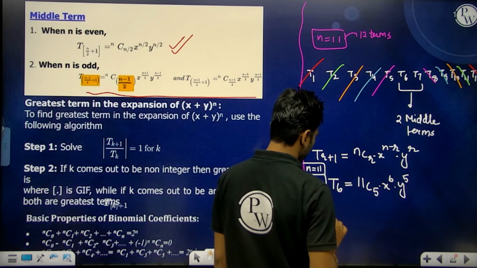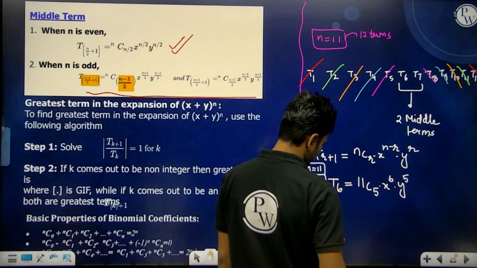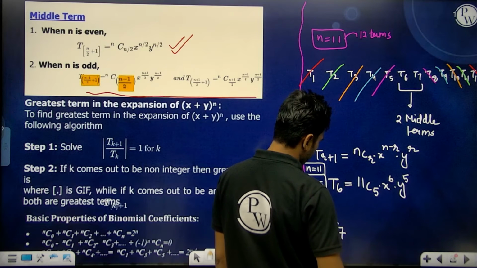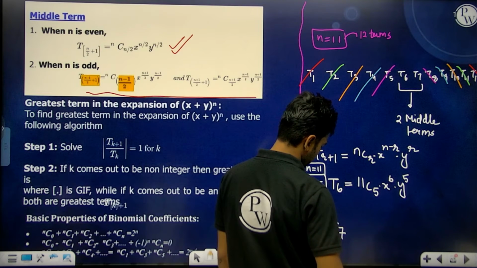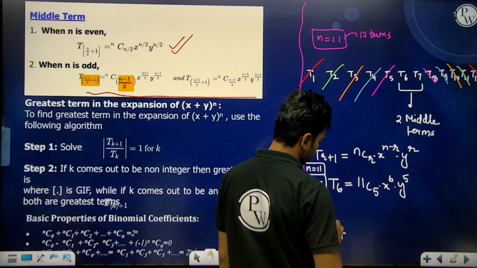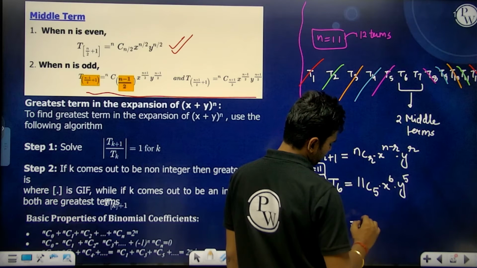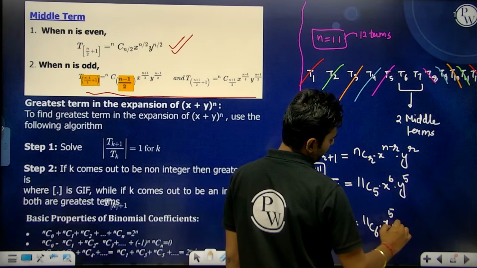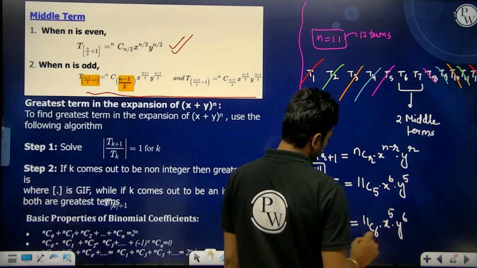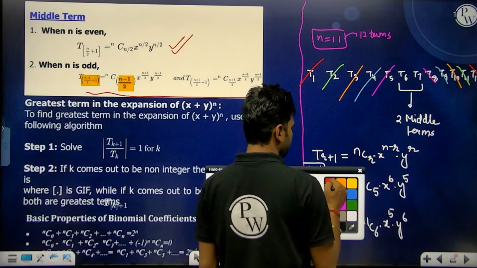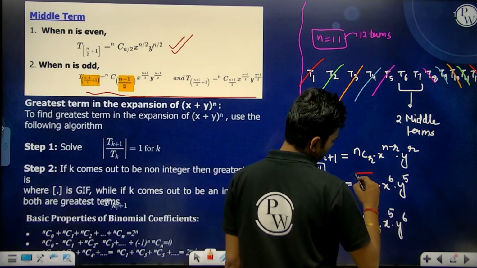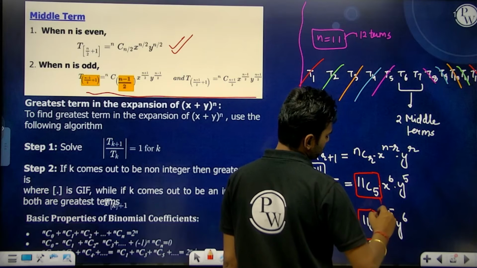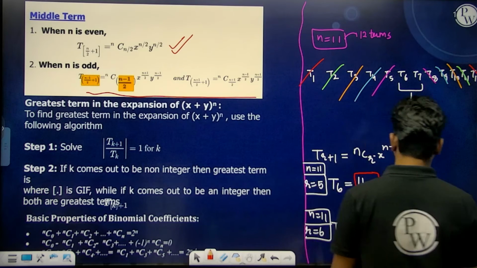If we talk about the seventh term T7, for that we need to put R equal to 6, and n is already 11 in the problem. So let me write it down. It is going to be 11C6 x to the power 5 into y to the power 6. Over here, the binomial coefficients of the two middle terms are equal. These are the binomial coefficients for the middle terms.